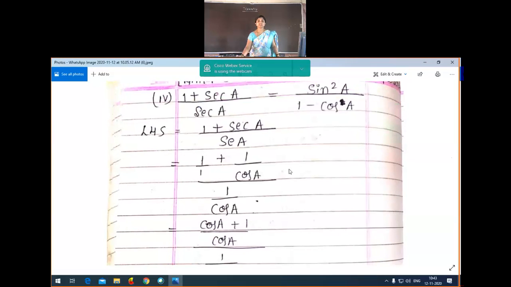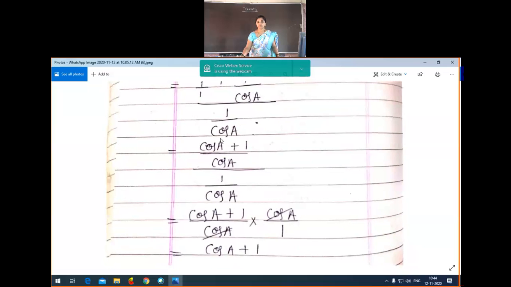Okay, next step, 1 plus secant A. Can we write it in the form of 1 by cos A? Secant A is 1 by cos A, divided by, again secant A is 1 by cos A. Here just add this by taking the LCM. Here always 1 is there. 1 plus cos A, 1 into cos A, in the sense cos A is the LCM here. Then cos A plus 1, this step you just observe. This is the first step actually. Then second step, 1 and cos A. Cos A is the LCM, then cos A plus 1, then 1 by cos A as it is.